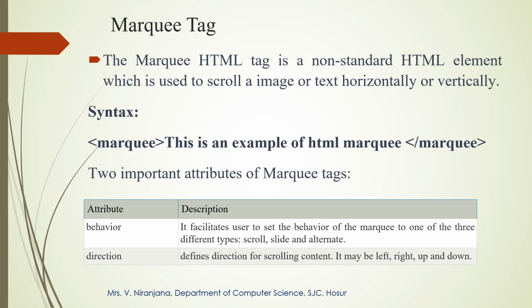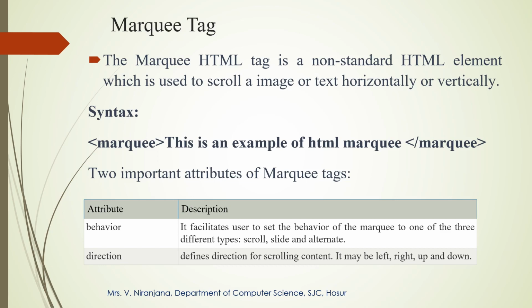There are two important attributes in a marquee tag. One is called behavior and another one is called direction. The behavior facilitates the user to set the behavior of the marquee to one of three different types, that is scrolling, sliding and alternate. Mostly we will be using the scroll type. You would have seen on many websites, some texts scroll from one end of the web page to the other end. They keep scrolling throughout the web page.